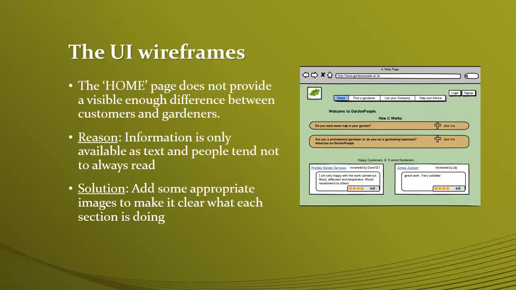The homepage does not provide a visible enough difference between customers and gardeners. Therefore, information is only visible as text and people tend not to always read. A solution would be to add some appropriate images to make it clear what each section belongs to, like a user or a gardener.